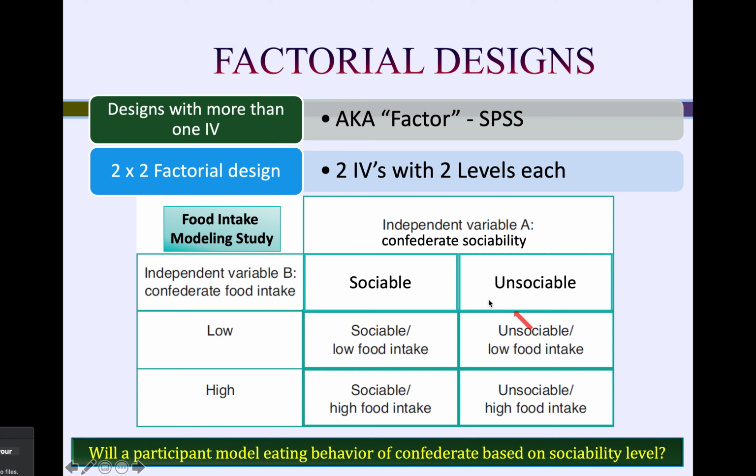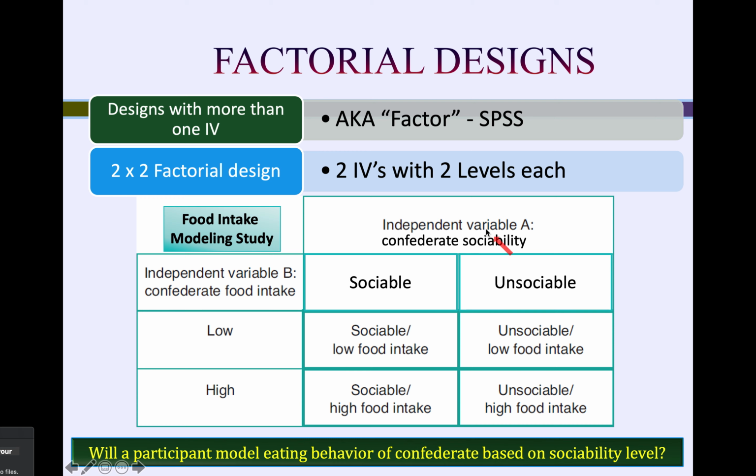So these researchers, depending on whether the confederate was sociable or unsociable, wanted to see if the participant would model the eating behavior of a confederate based on their sociability levels. Now, independent variable B, or independent variable 2, was the confederate food intake. So did they eat a low amount of food or a high amount of food? Some confederates went in the room and ate a low amount of food, and some went in the room and ate a high amount of food, depending on the independent variable here.